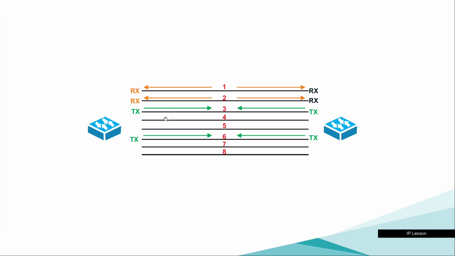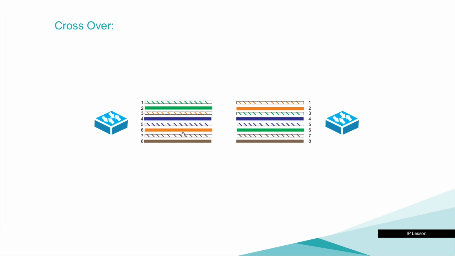But what about if we're going to use a switch to switch connection? In this case, the straight through cable will not work, because if we connect pin 1 to pin 1 on the other side, it will receive data on both ends and will not work. Same thing for 2, 3, and 6. So for that case, we can use the crossover cable.